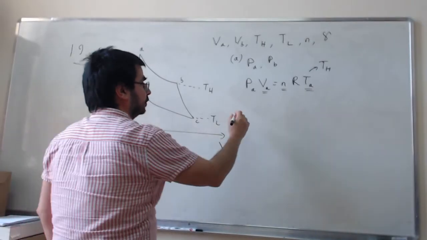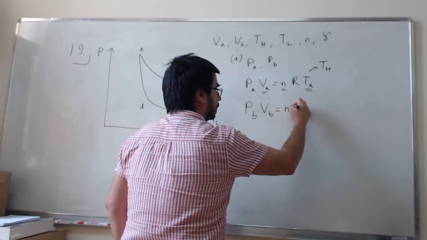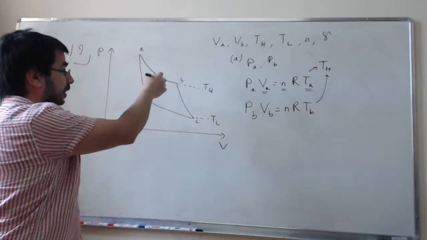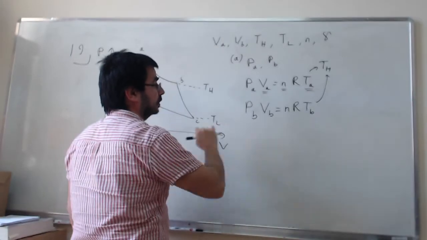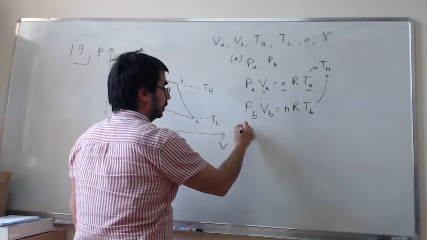And something similar for the pressure at point B. This is going to be N R TB. This is again just T high. It's on the same isotherm. And again, you know VB, you know N, you know TB, so you can just calculate PB. This is a straightforward application of the ideal gas law.